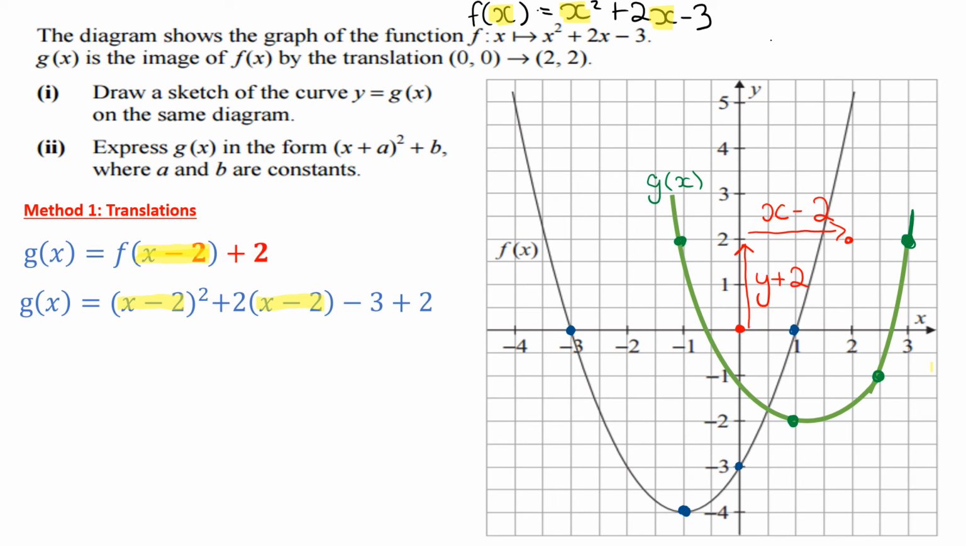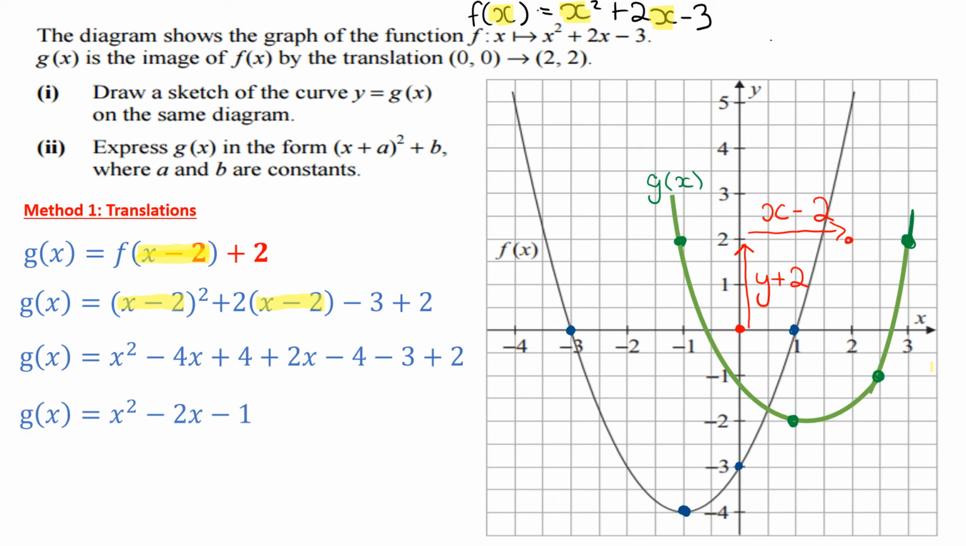Tidying that up, so we're going to expand our square brackets. We're going to expand that 2 times x minus 2. Squaring the bracket, we square the first, x squared, twice the first by the second, minus 4x. Square the last, plus 4. Then we get plus 2x, minus 4, minus 3, plus 2. Simplifying this gets us back to what would be a normal looking quadratic trinomial for g of x.